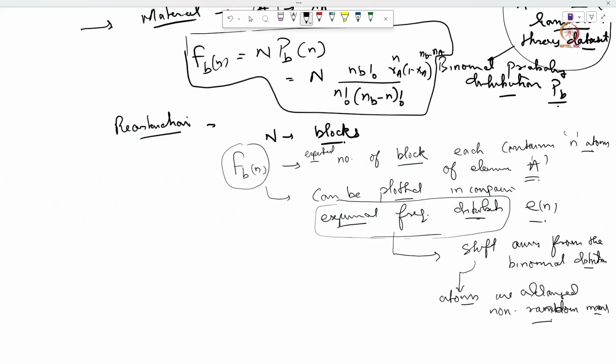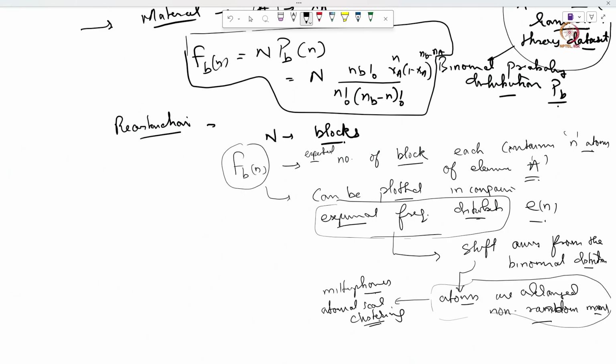Okay, so if these atoms are arranged in a non-random manner, it means that the A atoms, the A elements, there might be multi-phase present, or it might be atomic scale or nanoscale clustering.